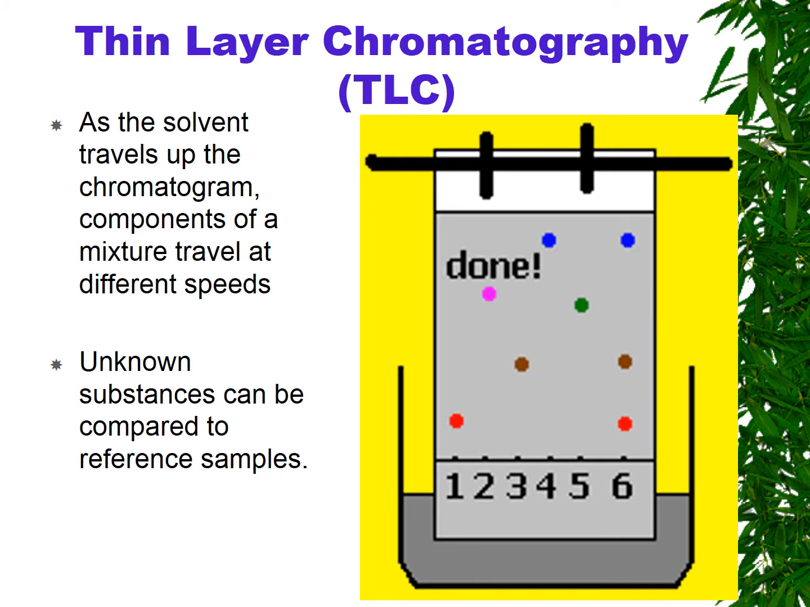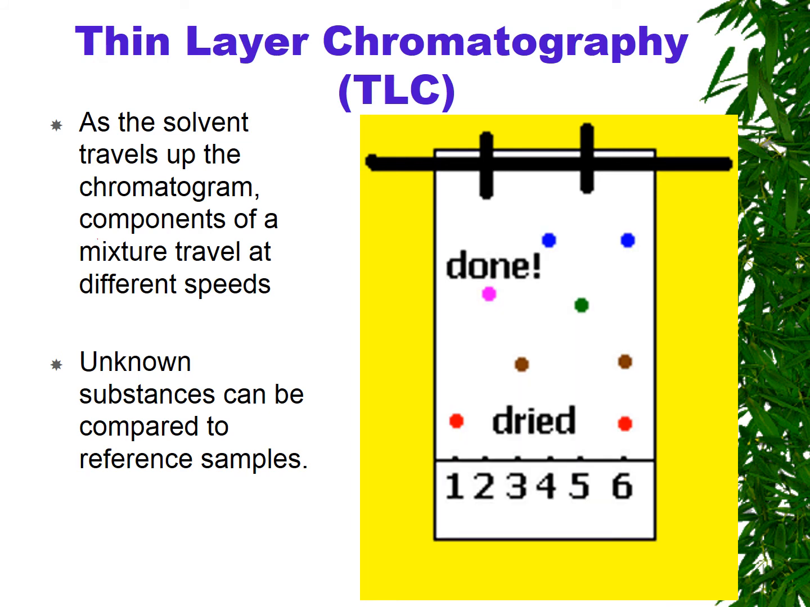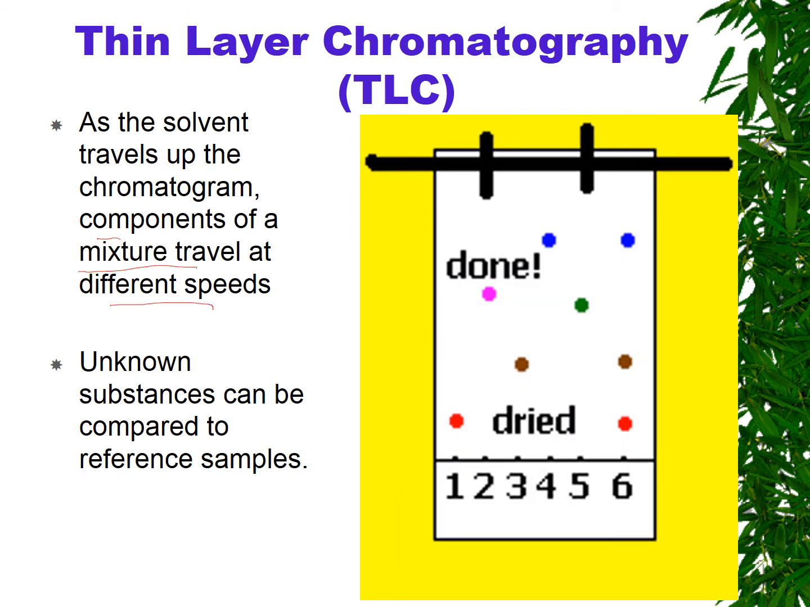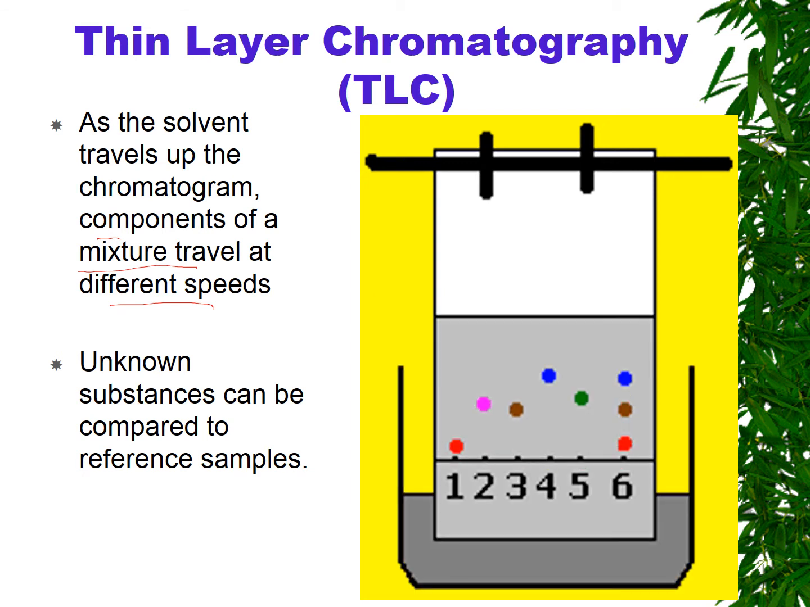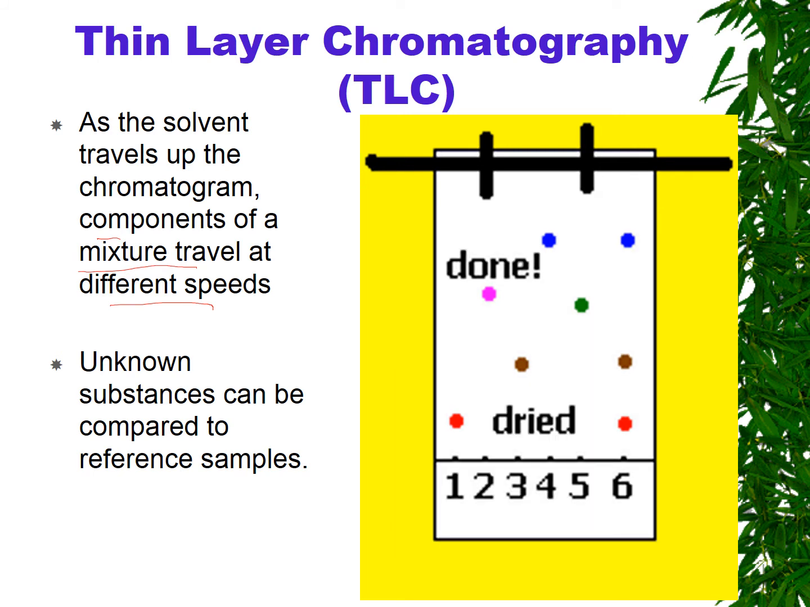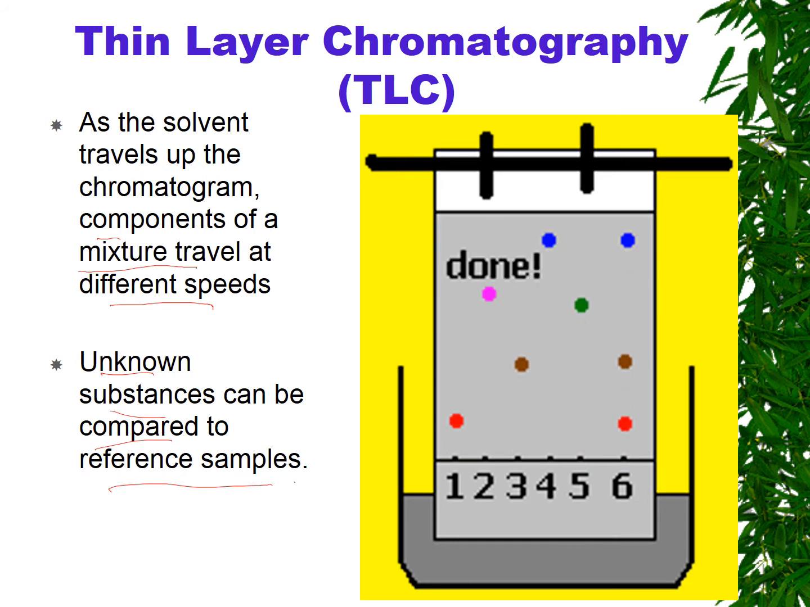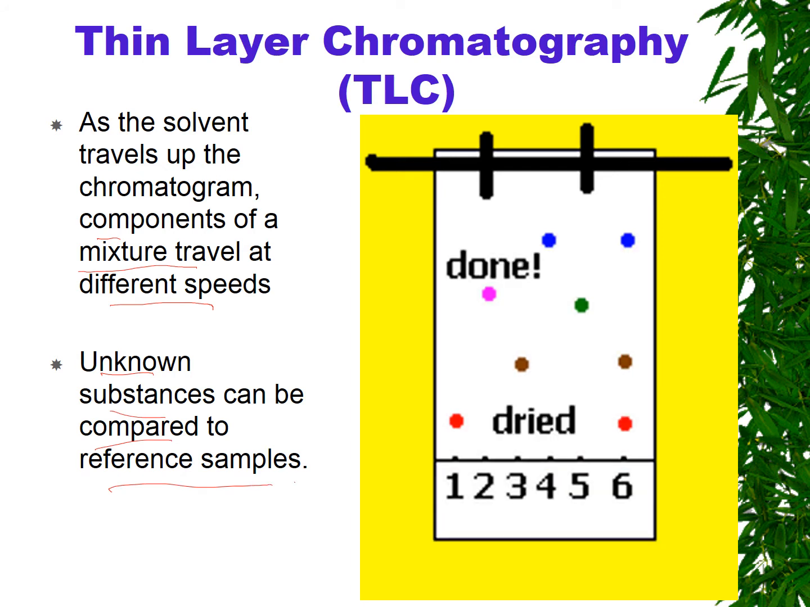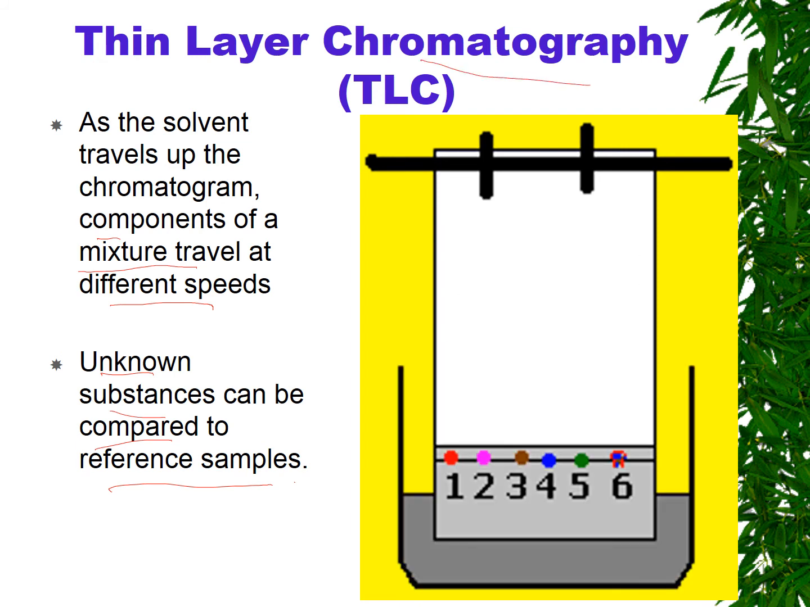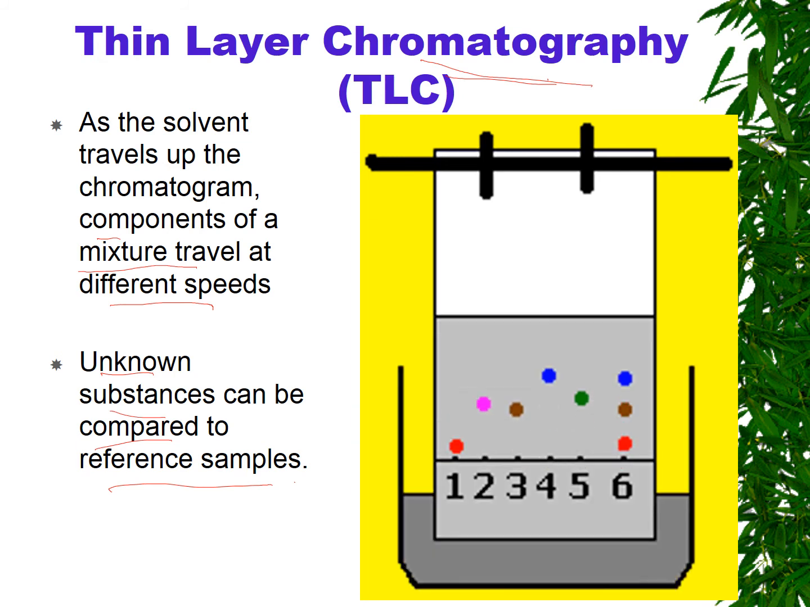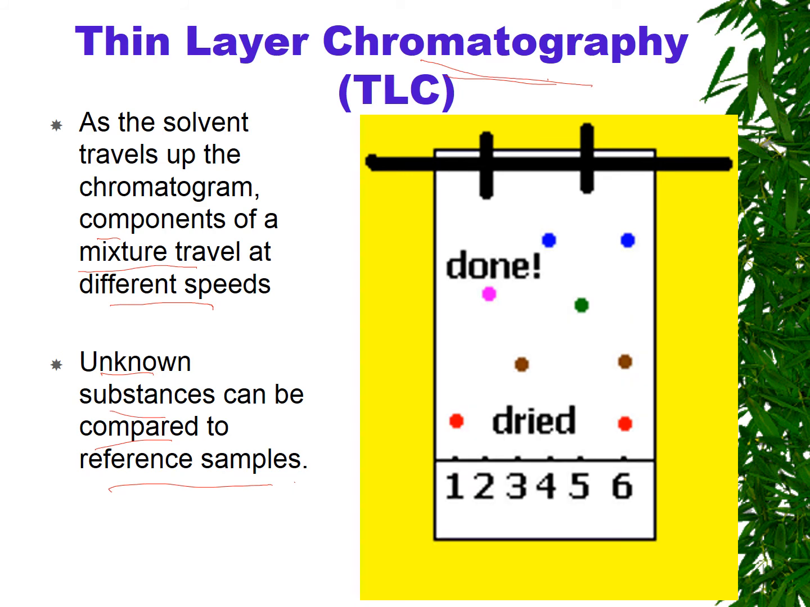So as the solvent travels up the chromatogram, components of a mixture travel at different speeds. So tengok kat sini kan, nampak different color kan, the dots have different colors, and then dia bergerak dengan different speed. Okay, so the unknown substance can be compared to the reference sample. Biasa kita ada reference lah untuk kita tahu. Kita guna kromatografi, biasa dia ada dia punya library. So dalam library tu dia ada reference. So kita boleh tahulah this is what type of drug. Okay, what is the component of this element.